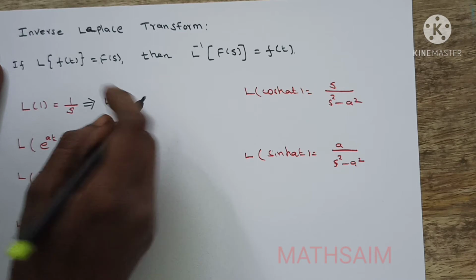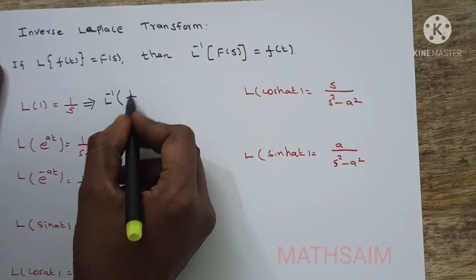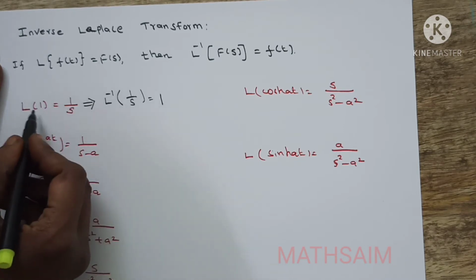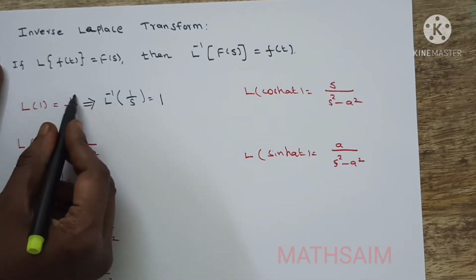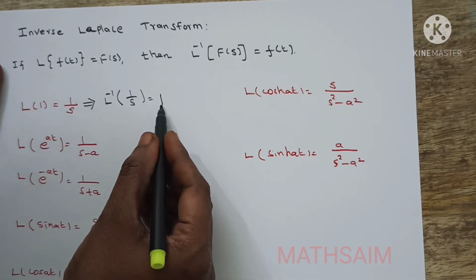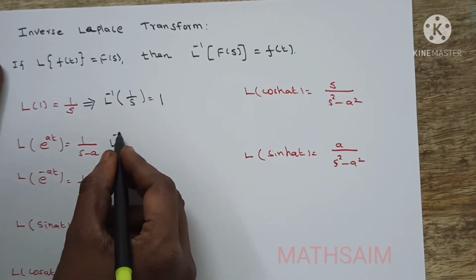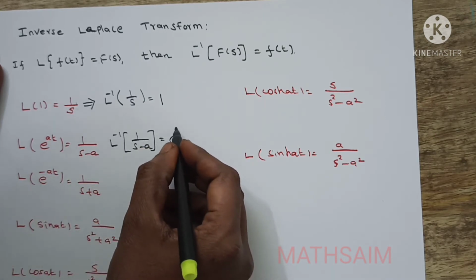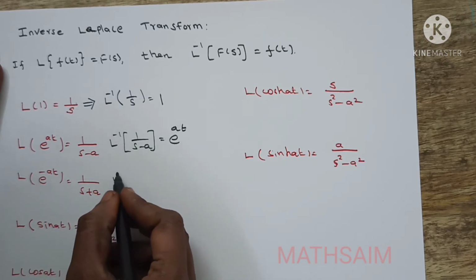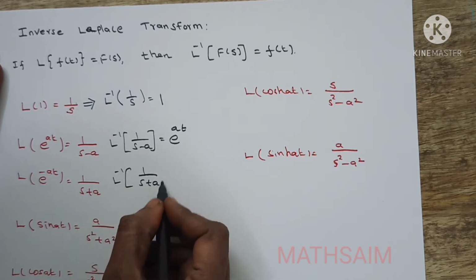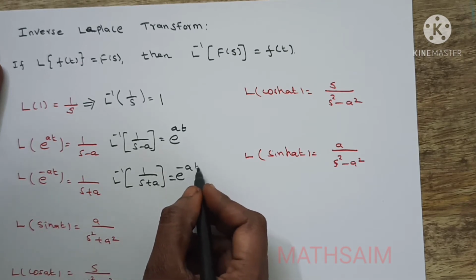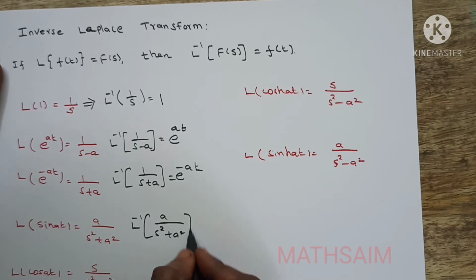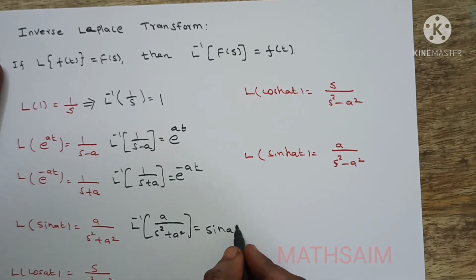L inverse of 1 by s is equal to just 1. This is only the f of t. So when you are applying L inverse on this resultant function, you will get the original function, that is 1. Then L inverse of 1 by s minus a is going to be e power plus at. The same way L inverse of 1 by s plus a is going to be e power minus at, and L inverse of a by s square plus a square is equal to sin at.